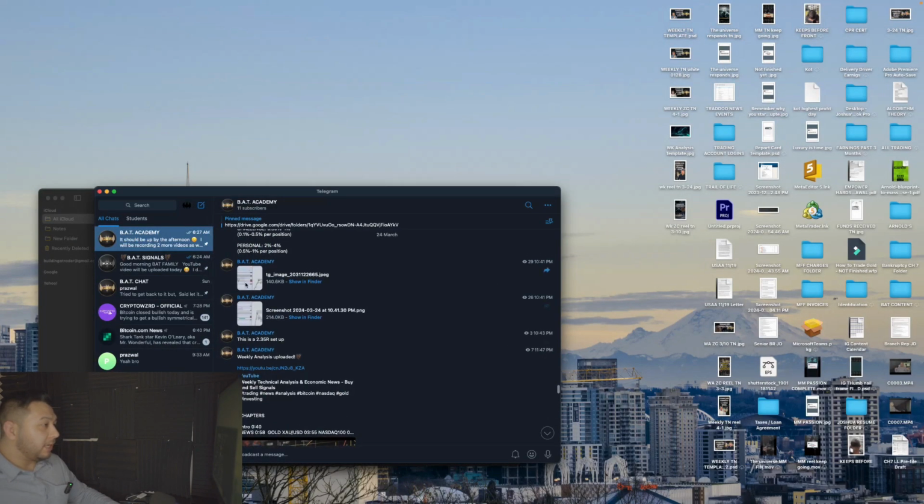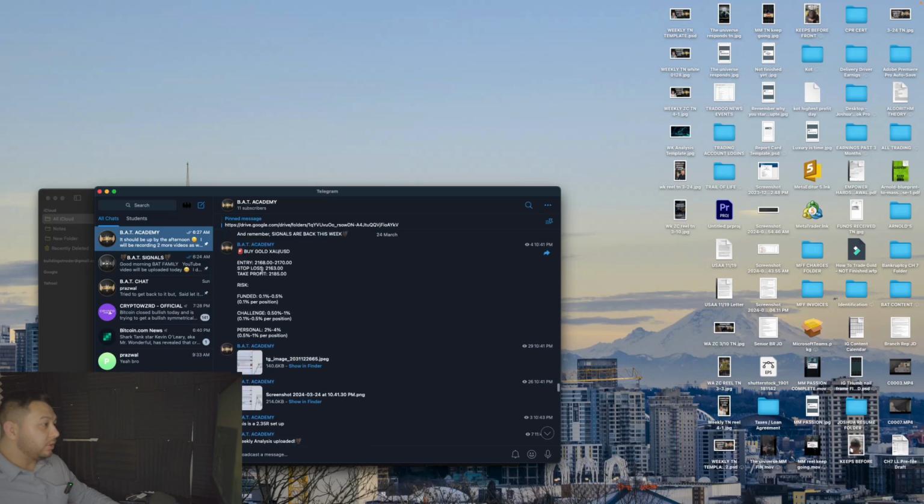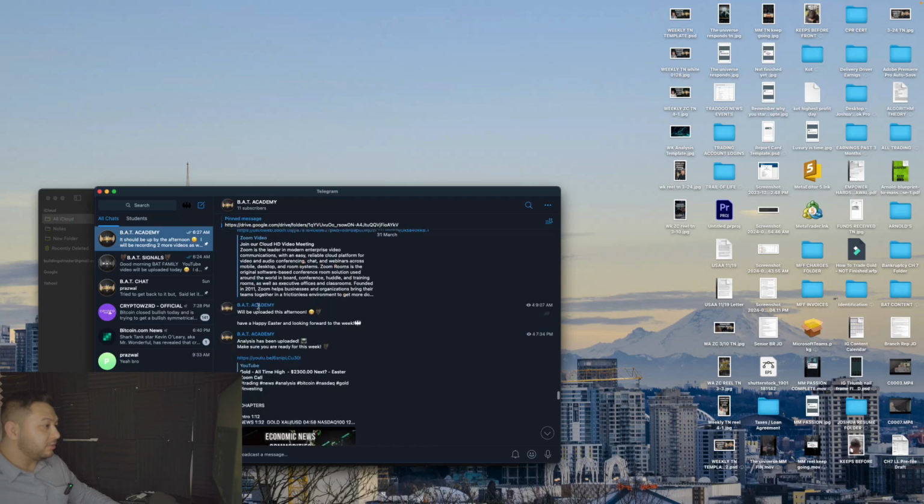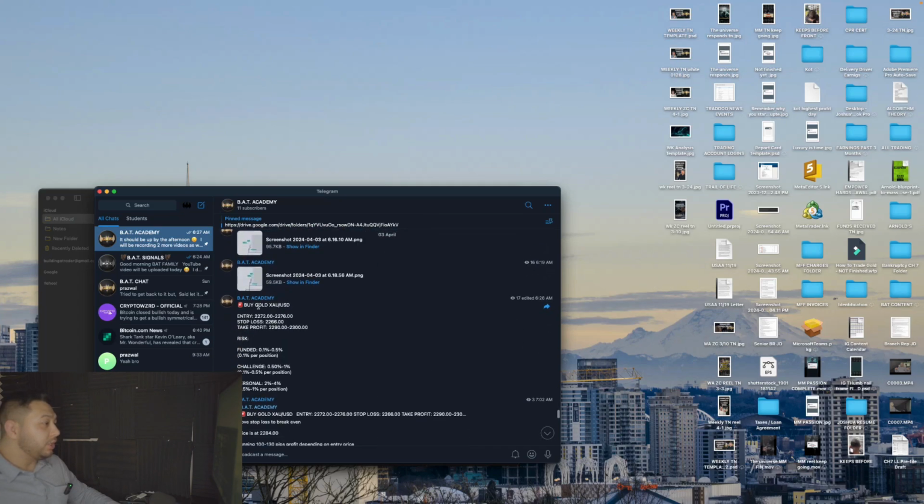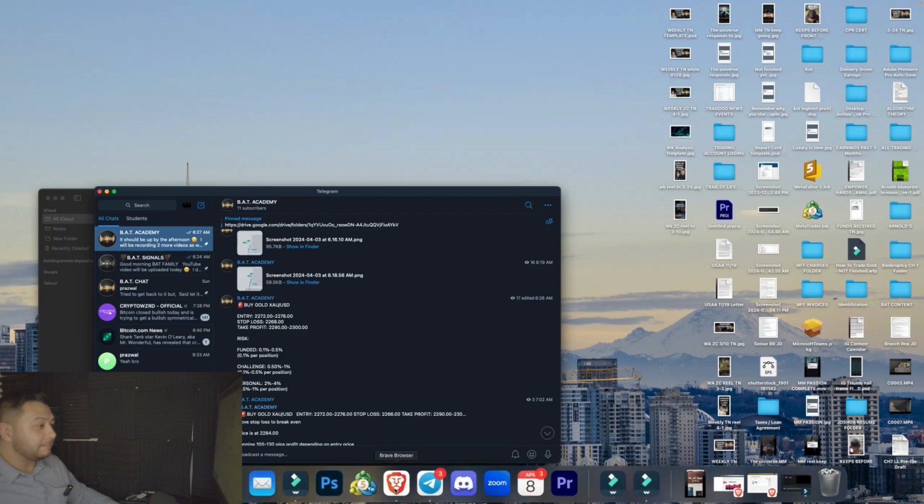But here we are. I had called enter 21. Oh, sorry, that was 2 weeks ago. We'll go back to the most recent one, which is this one here. Enter 2272, between 2272 and 2276. Stop loss 2266. Take profit at 2290 and take profit at 2300. That's what I saw here.